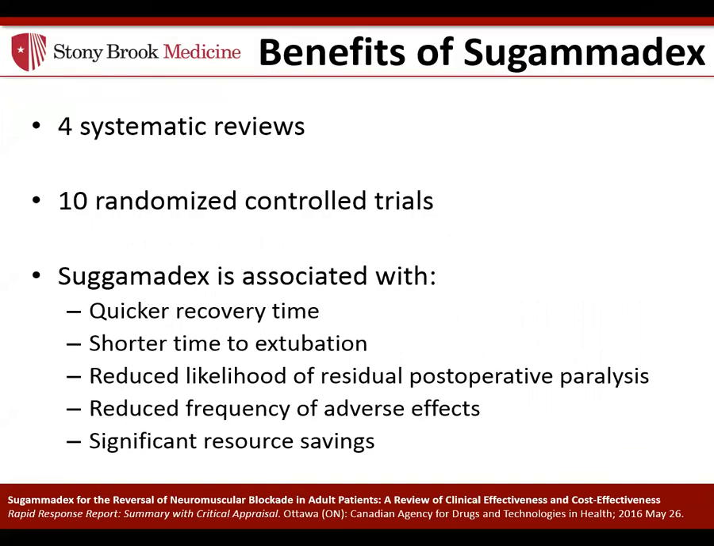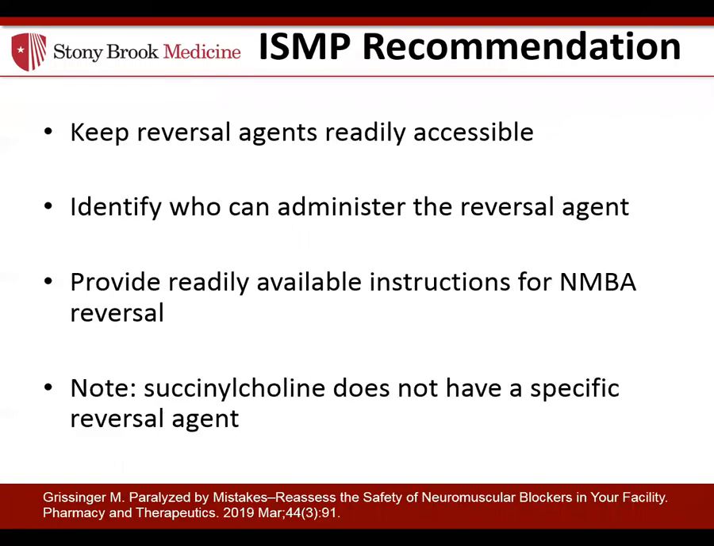So there's a lot of additional literature supporting the use of sugammadex, specifically post-operatively, showing that it is associated with quicker recovery time. It also has a shorter time to extubation, reduced likelihood of residual post-operative paralysis, and reduced frequency of adverse effects. So for these reversal agents, ISMP recommends keeping them accessible to all units that regularly store these agents with instructions available on how to administer them. And this is just so that these agents can be available to reverse neuromuscular blockers as quickly as possible in the event that a patient receives the medication in error.